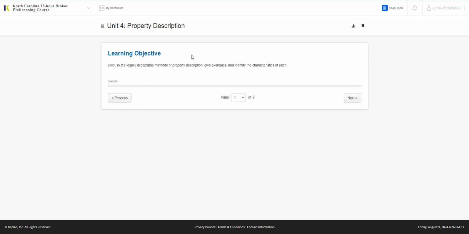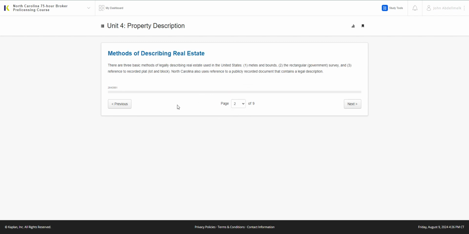Discuss the legally acceptable methods of property descriptions, give examples, and identify the characteristics of each. So this is going to be a long one. There's going to be a lot of definitions here. Let me write this down. Method of describing real estate. So there are going to be 3 methods of describing real estate. The first one is metes and bounds. And then the second one is going to be the rectangular government survey.